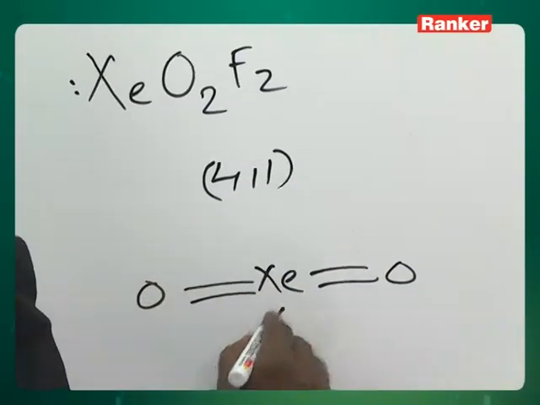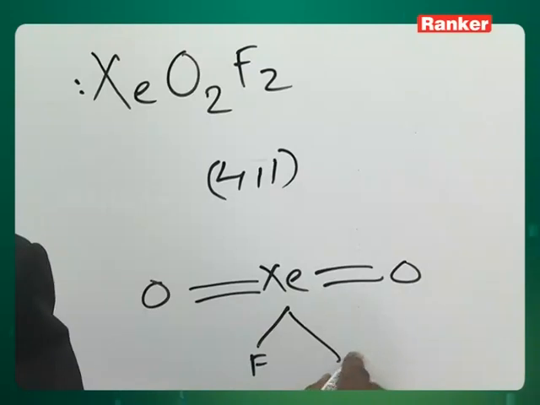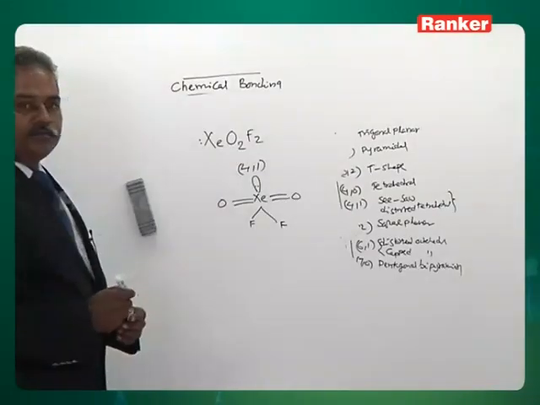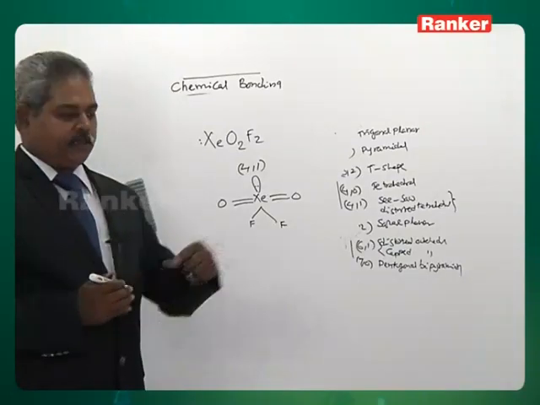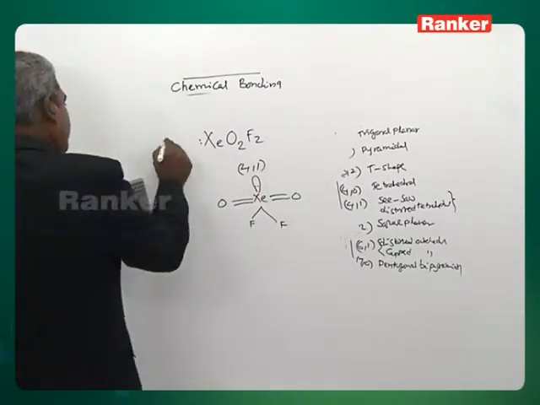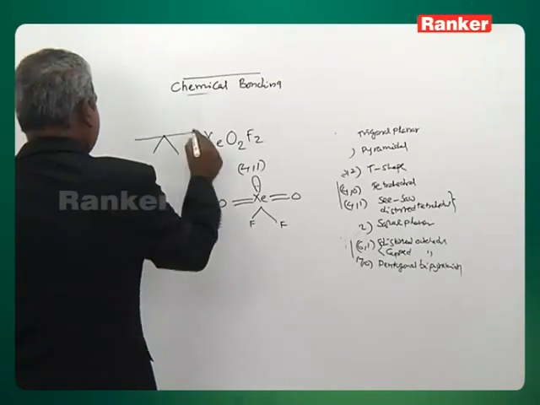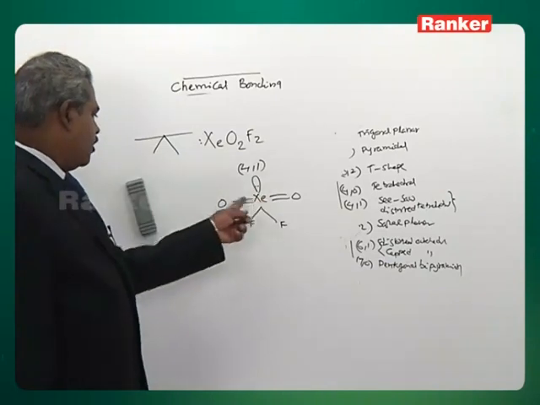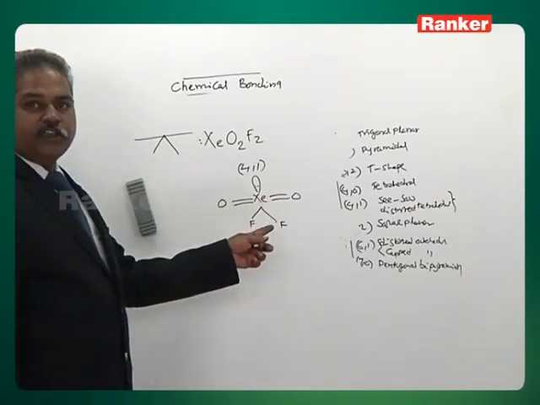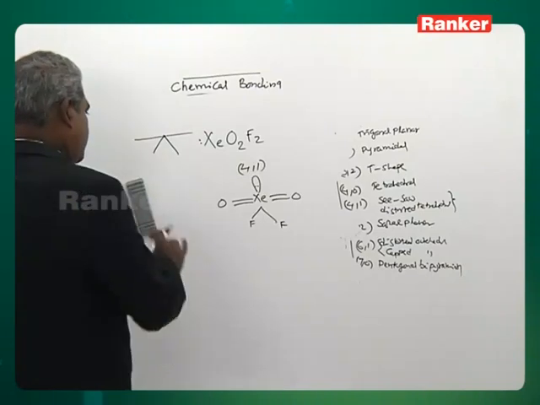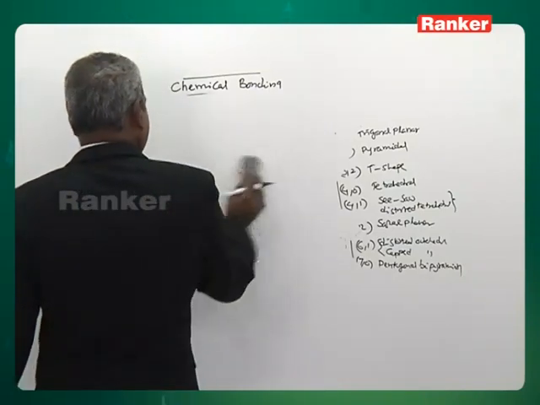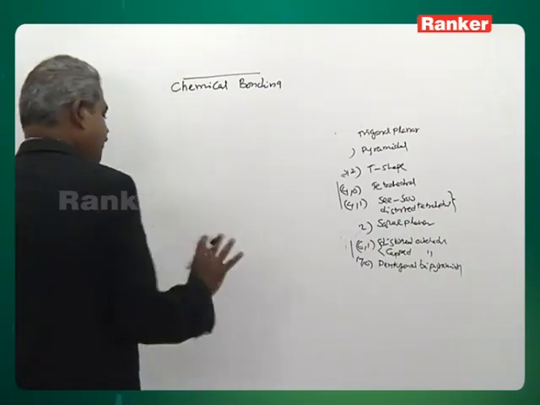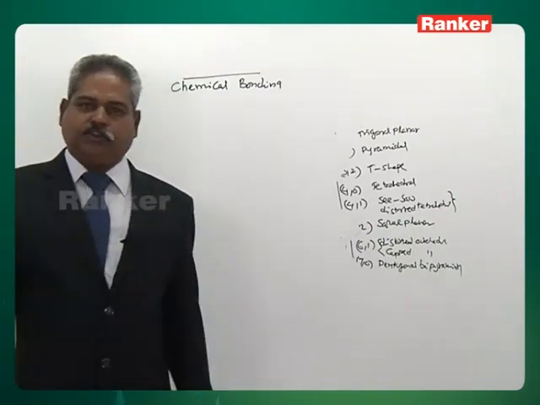XeO2F2. This is called distorted tetrahedral or seesaw. It's something like this, a V shape. On a V, you draw a line. Seesaw. Don't worry whether oxygens are in this plane or at this position. That's not very important. That is all secondary discussion. You need not waste time on it. Enough if you know seesaw, not where exactly on the seesaw the atoms are arranged.